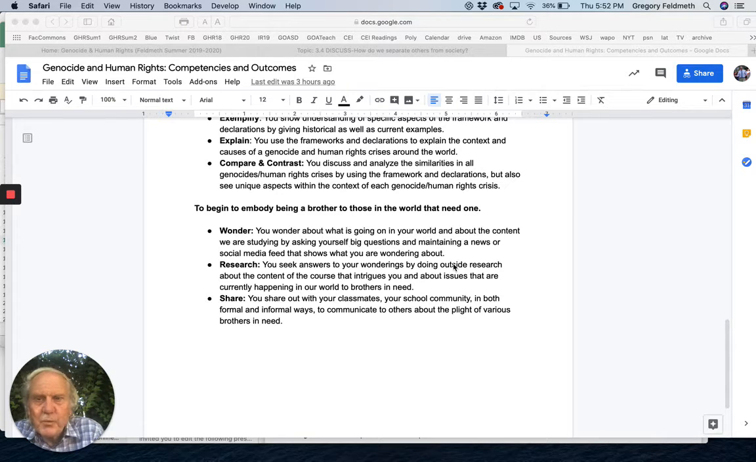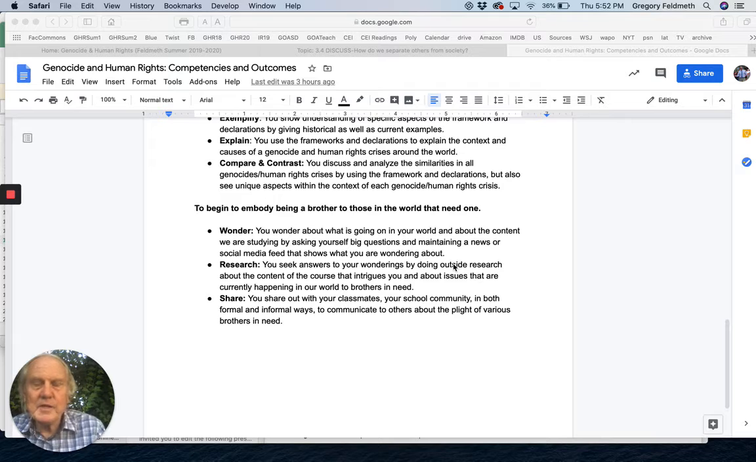This third one's important, to begin to embody being a brother, because this class is not designed just to be academic, not just to be intellectual, not just to gather information, but also to help you think about and take action on being a brother to those in the world that need one. And that, of course, comes from the biblical story of Cain and Abel, where Cain says to God, "Am I my brother's keeper?" So we'll work on that throughout the year.